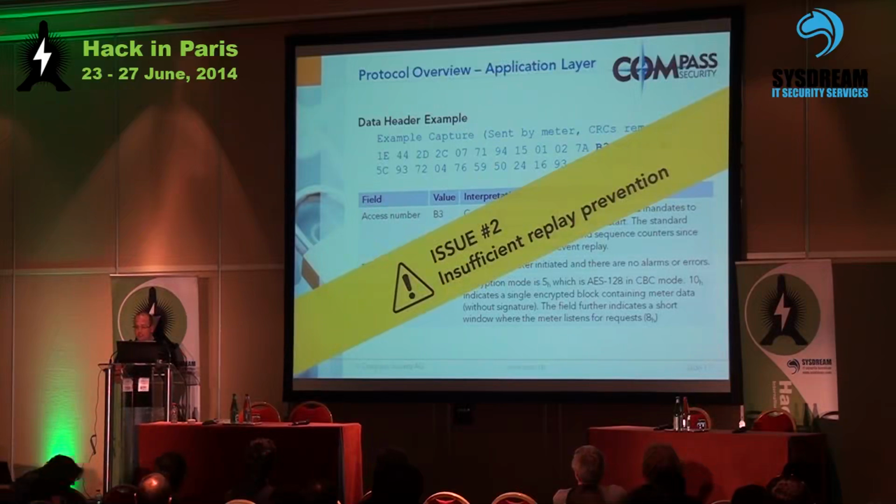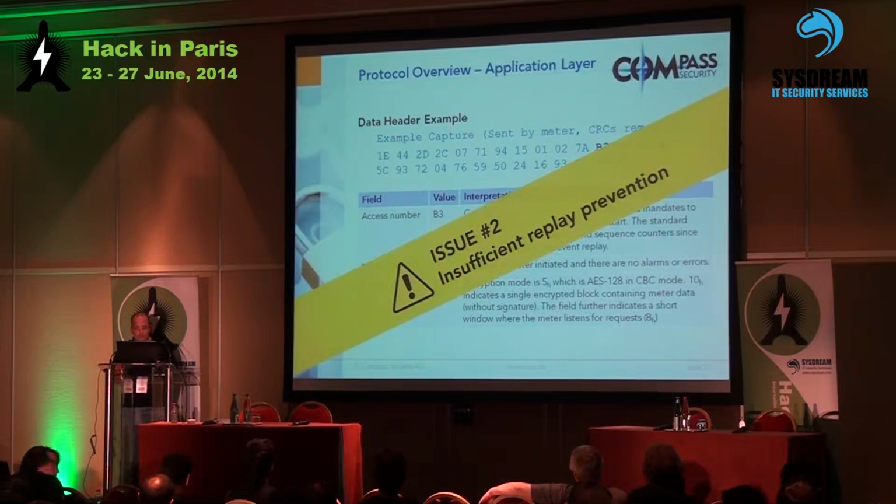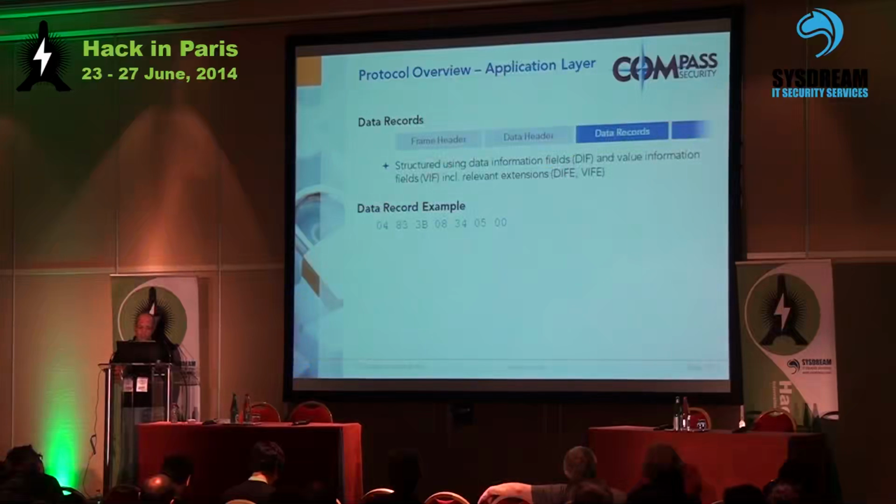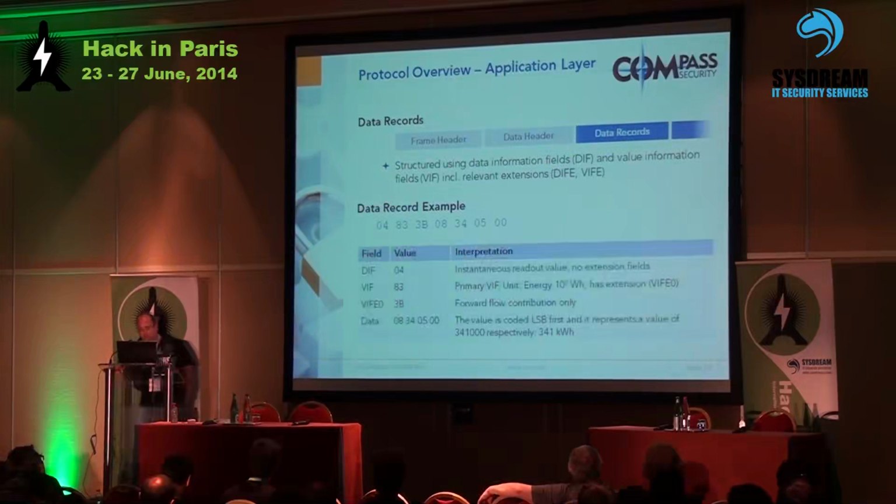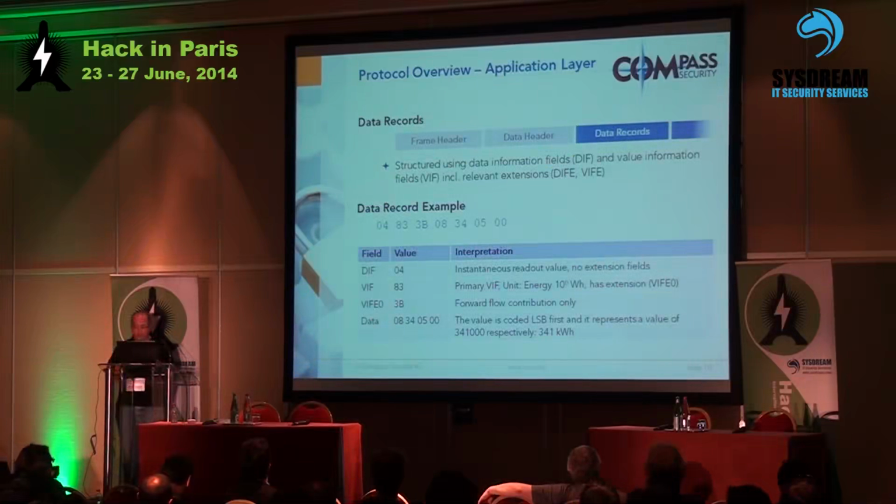If we look at the data they are carrying, it's very structured. So there is information of what data they are carrying and what the value form is. This example shows you basically it's telling the collector, hey, I am a data package which is a current measurement, and by the way, the value I'm sending you is in watt hours, and then the actual value, which is 341 kilowatt hours.